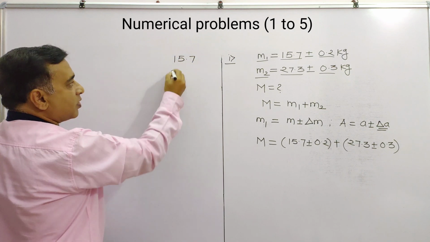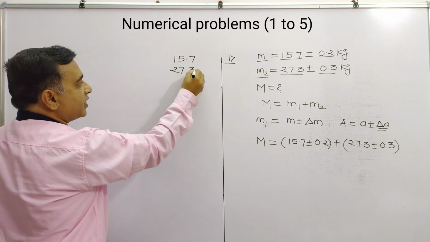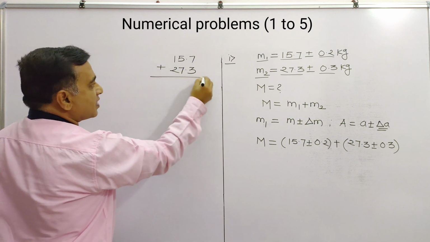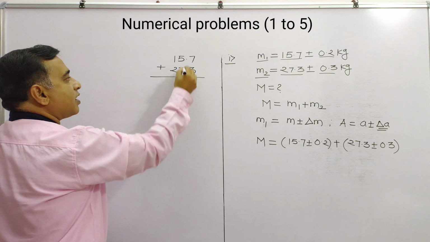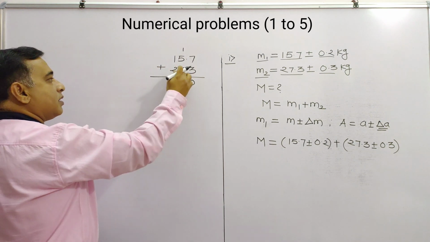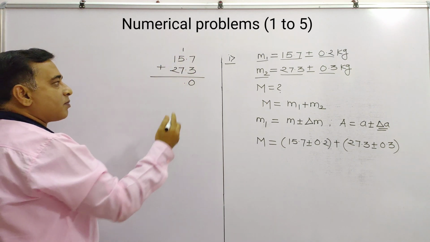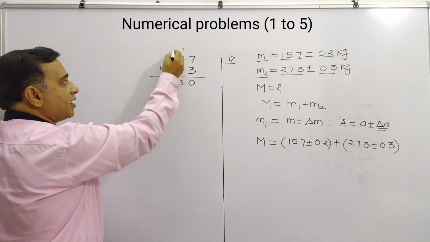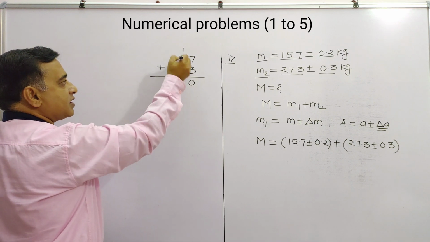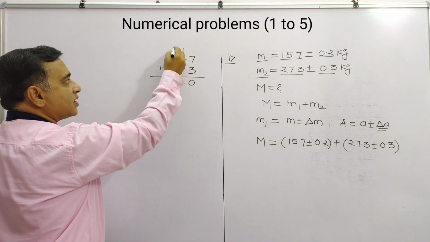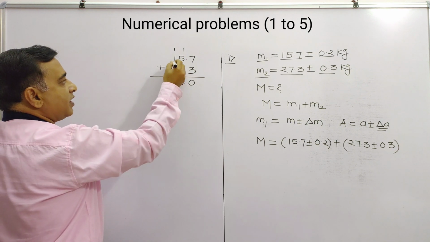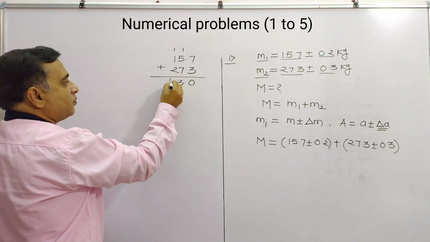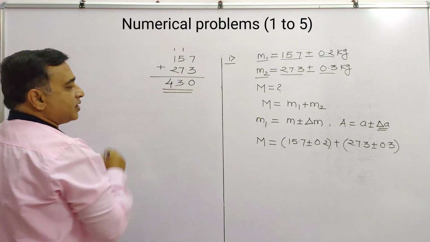15.7 plus 27.3. So what must be the answer there? 7 plus 3, 0, carry 1. 7 plus 5, 12 plus 1, 13, means carry 1, and here 3, 13. So 3, 1, 4, means here the 43.